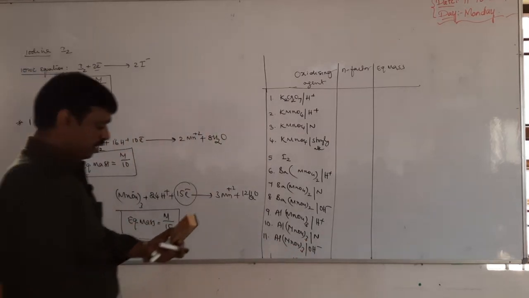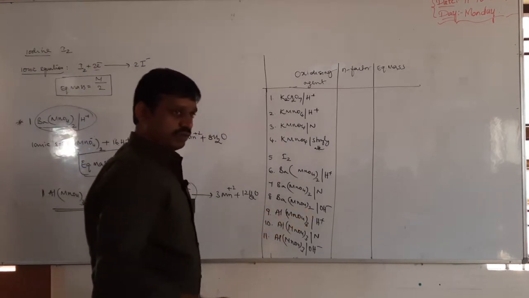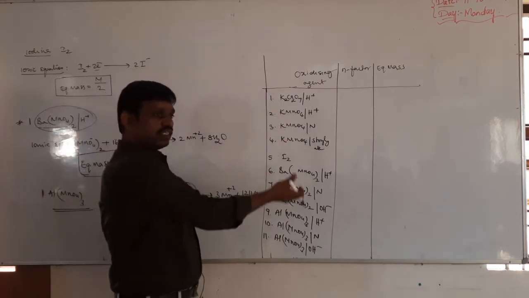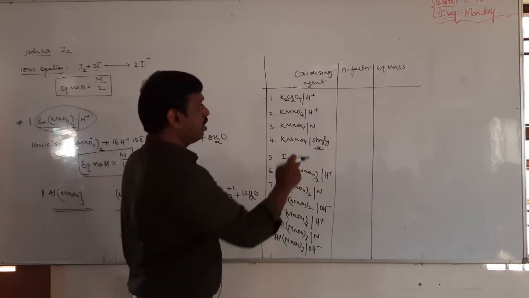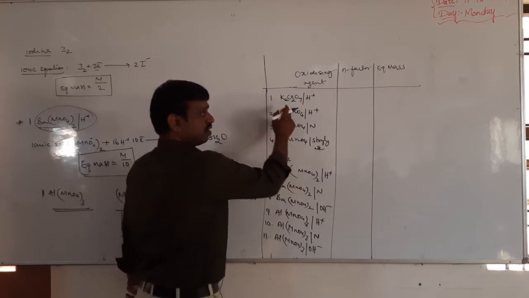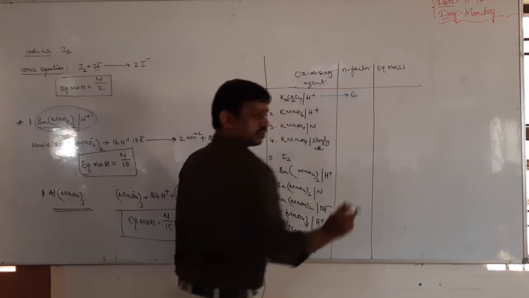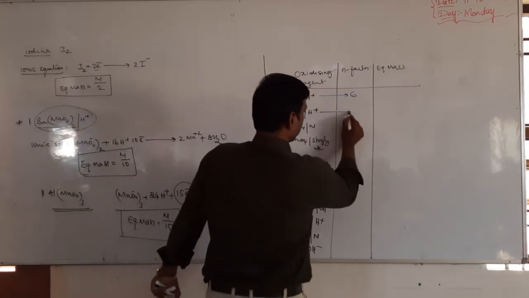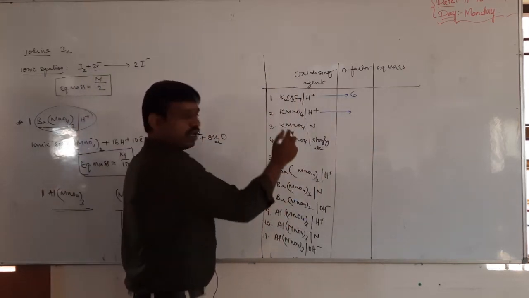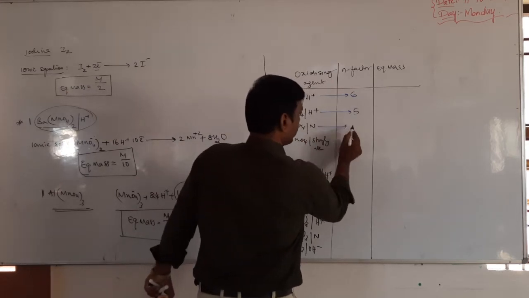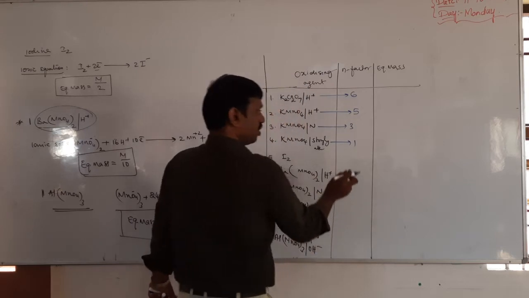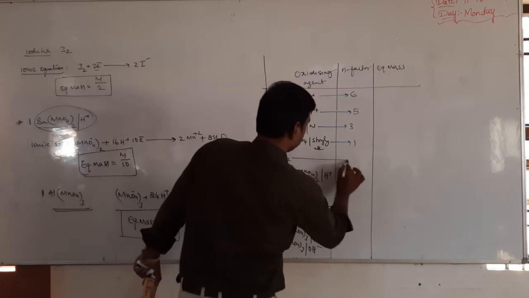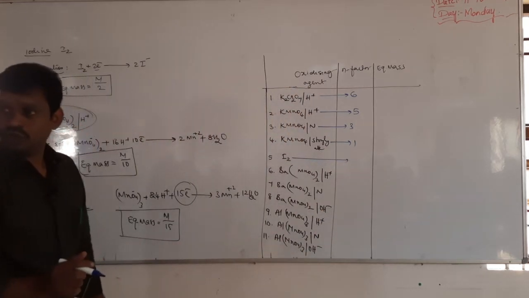Tell me, what is the N factor? N factor means the number of electrons gained or lost. In the case of an oxidizing agent, gained. How many electrons are gained by 1 mole of potassium dichromate? 6. That is N factor 6. What is the N factor for potassium permanganate in acidic medium? 5. Next, neutral medium 3. Next, 1. Remember this sequence 5, 3, 1 because the majority of questions are based on it. Next, iodine: 2.